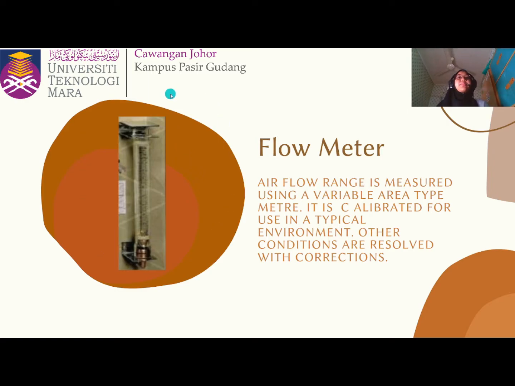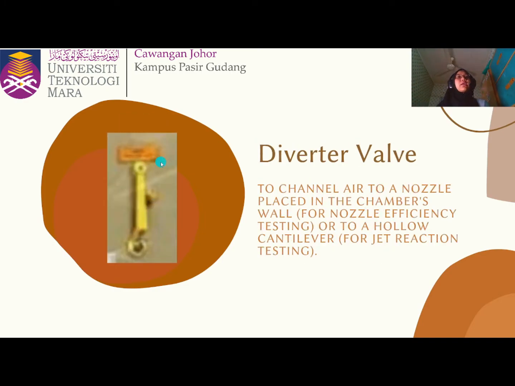Flow meter. The air flow meter range is measured using a variable area type meter. It is calibrated for use in a typical environment. Other conditions are resolved with correction. Diverter valve. For the diverter valve, it is used to channel air to a nozzle placed in the chamber's wall for nozzle efficiency testing, or to a hollow cantilever for jet reaction testing.